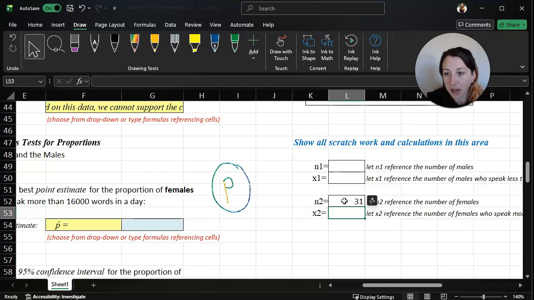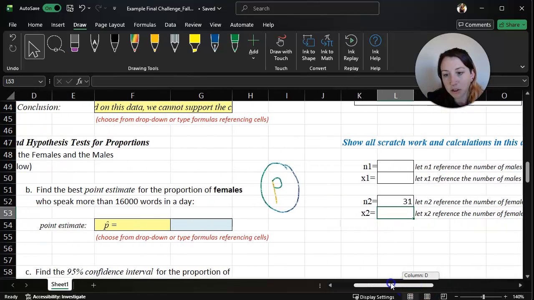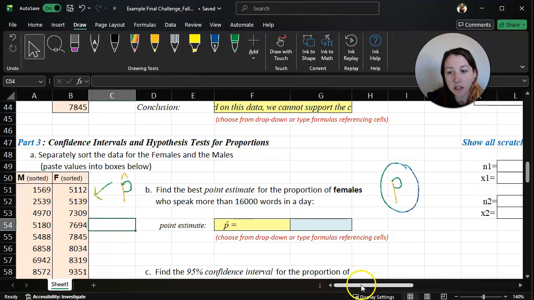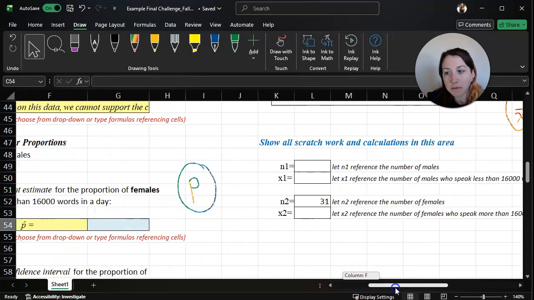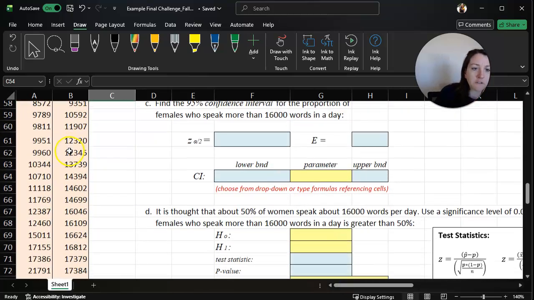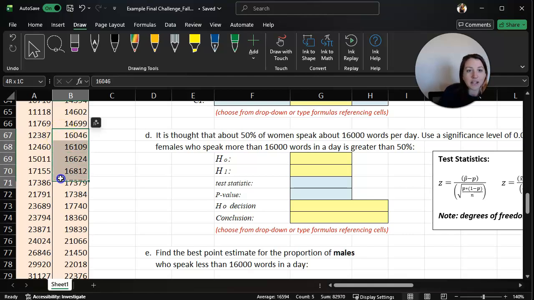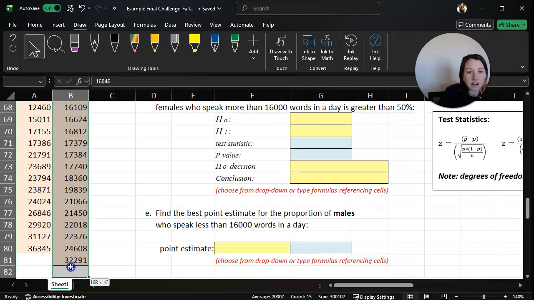If you wanted to use that count function again, just to make sure that it was doing that correctly, please do. Okay, X2, they're referencing the number of females who speak more than 16,000 words per day. So we're trying to count how many women speak more than 16,000 words per day. So we can go find where that cutoff would be. And this would be the first person who spoke more than 16,000 words per day. And we can click and drag down to count how many.